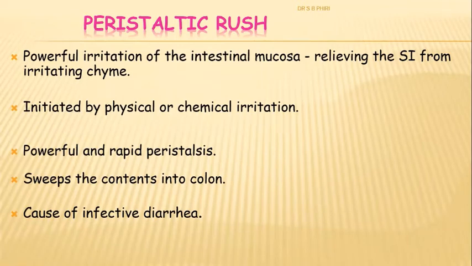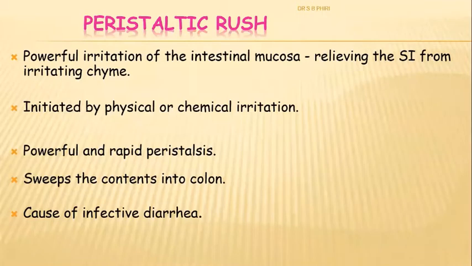So that will function to relieve the small intestines from the irritating chyme. You need to relieve yourself from these irritants so you can have peristaltic rush that is also coordinated. It will be initiated by physical or chemical irritation. So whatever is irritating the GIT can also trigger peristaltic rush. You have powerful and rapid peristalsis that will sweep the contents into the colon.